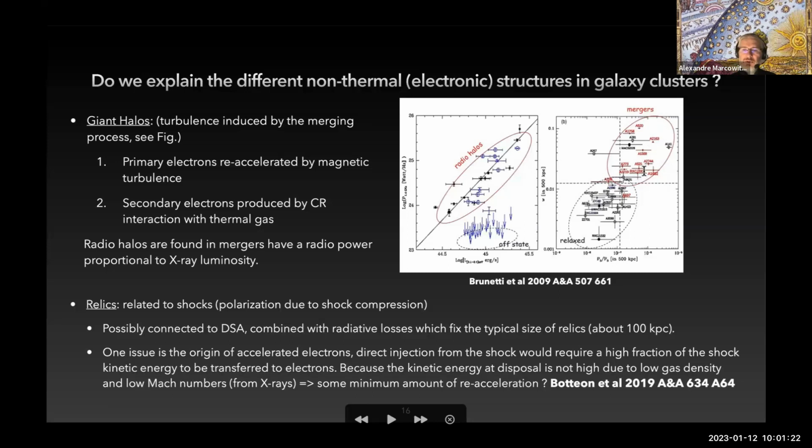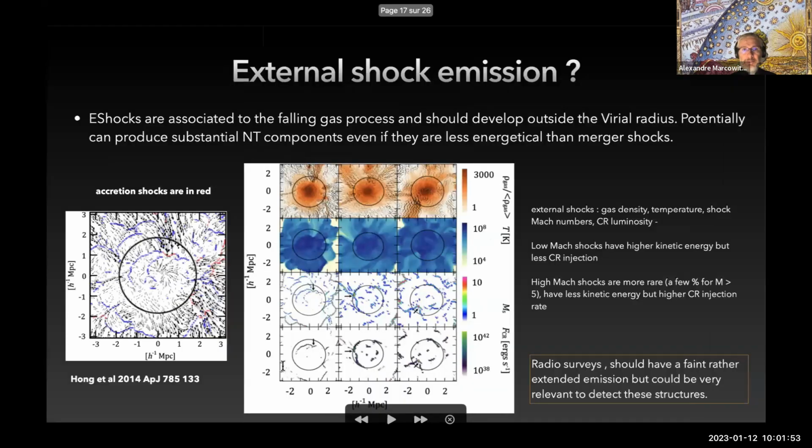Most of all these radio halos are found in merger clusters, where you have indeed production of turbulence. But relics are more connected with shocks and DSA, but it is difficult here to explain in relics how to accelerate particles from, let's say, the thermal pool because of the low value of the sonic Mach number. And so you maybe need some supply by a second order Fermi acceleration.